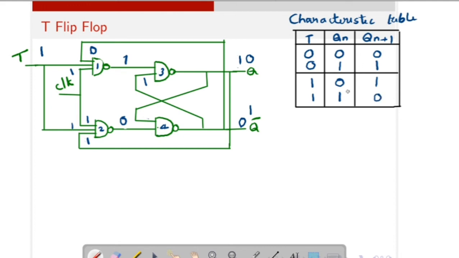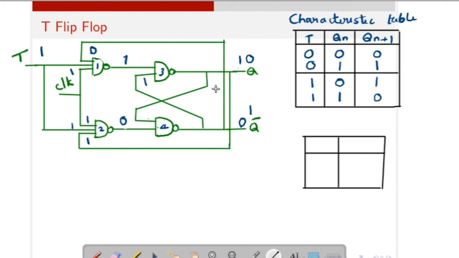Okay, this means that when T is equal to 1, then T flip-flop toggles the state, the next state. That means if present state is equal to 1, then next state is 0, when present state is equal to 0, then next state is 1. Okay, so we can draw the truth table from this characteristic table. Okay, the truth table has only two columns, T and Qn plus 1.